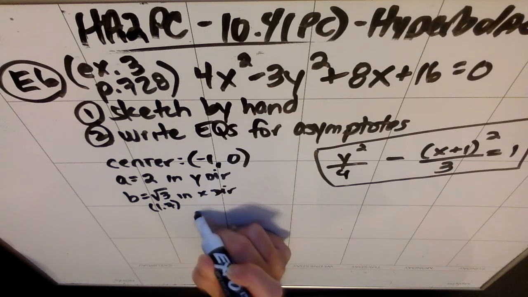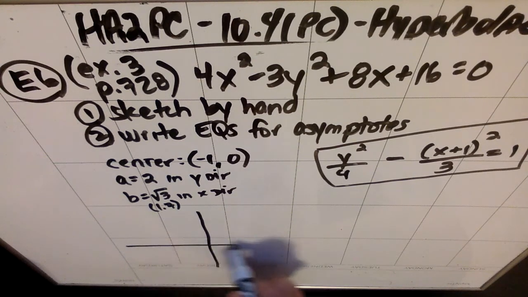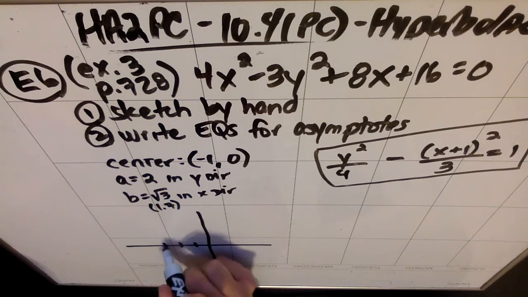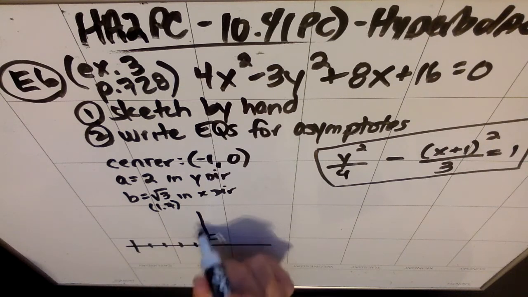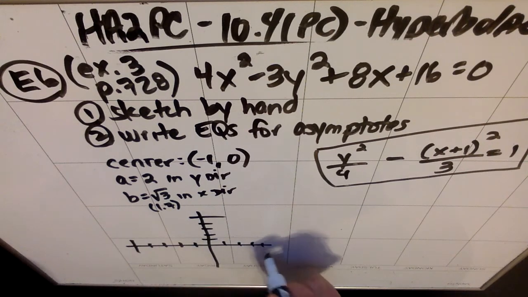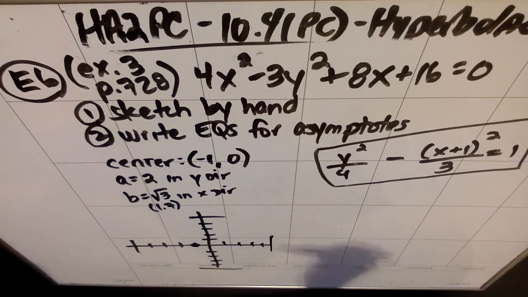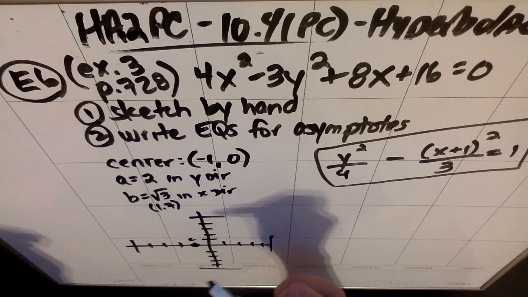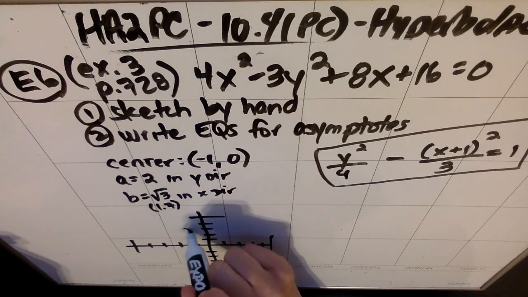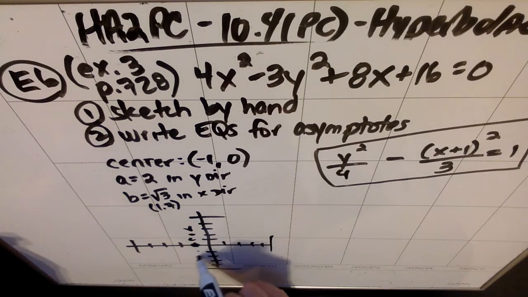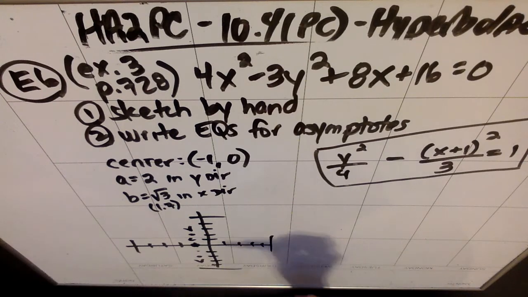So if we graph this, my center is at negative 1, 0. Counting 1, 2, 3, 4, 5 along each axis, my center is right here. That's my center. And then in the y direction, I'm going to move up 2 units, so that's going to be one vertex, and down 2 units, so that's going to be the other vertex.